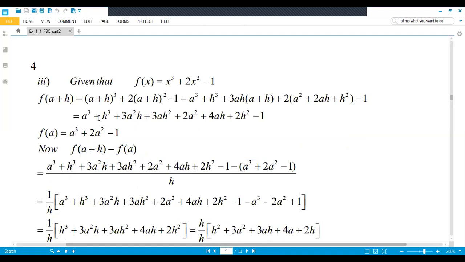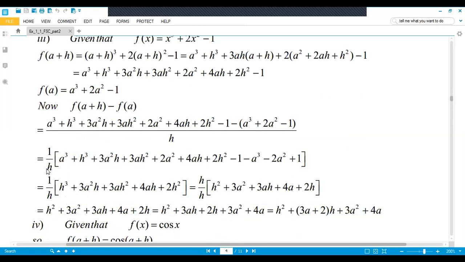f of a plus h, its value is this one, you put it here, and then the minus sign, and in brackets you put the value of f of a. Now again 1 over h you write at the side, and you open this bracket: a cube plus h cube plus 3a square h plus 3ah square plus 2a square plus 4ah plus 2h square minus 1, and open the bracket, minus a cube minus 2a square, and this negative sign changes due to the outer sign, so it will be plus 1.